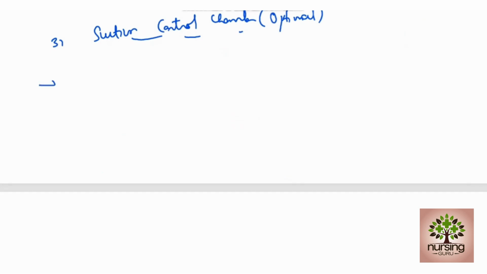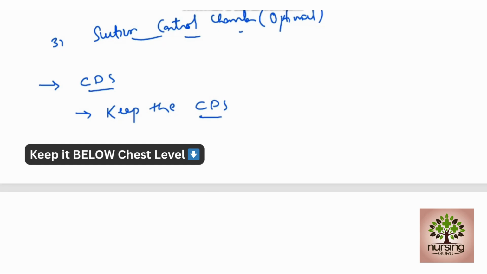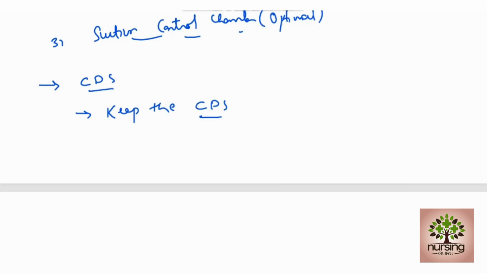Then what are our responsibilities while the patient is with a chest drainage system? Our responsibility is to keep the chest drainage system below the level of the patient's chest. Why? Because gravity collects the collected waste. We don't want the fluid flowing back into the patient. If we keep the chest drainage system above the patient's level, it will go back. Again, it may cause infection.